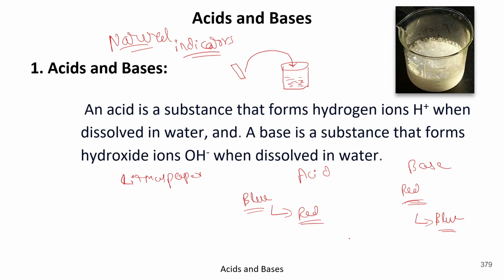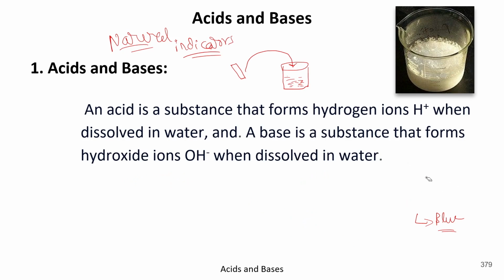Okay, so simply we can say for acid we generally use the blue litmus paper, and if the color of the blue litmus paper changes into red, then it is an acid. For base we generally take the red litmus paper, and if the color of red litmus paper turns into blue, then it is a basic solution. Got it? Now next is our red cabbage juice. Okay, so let's start.